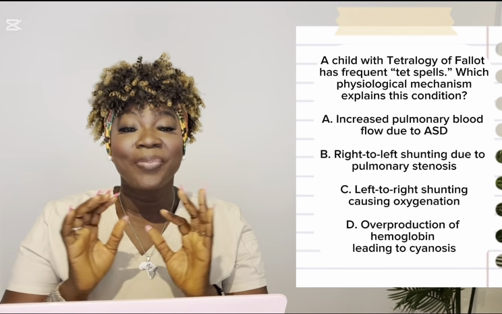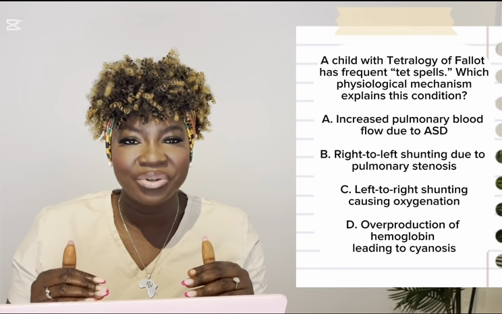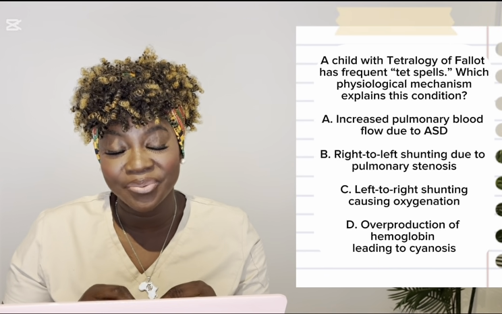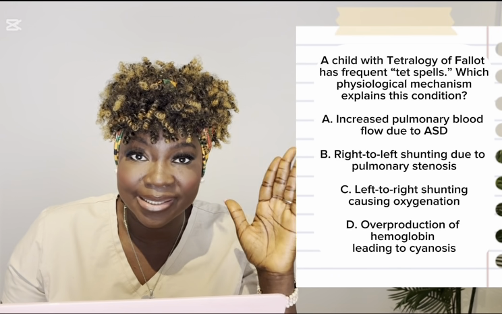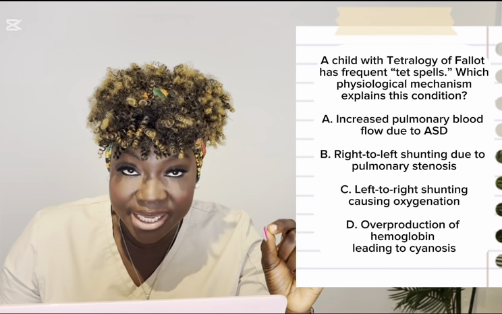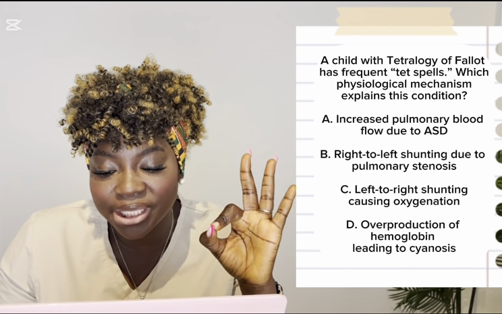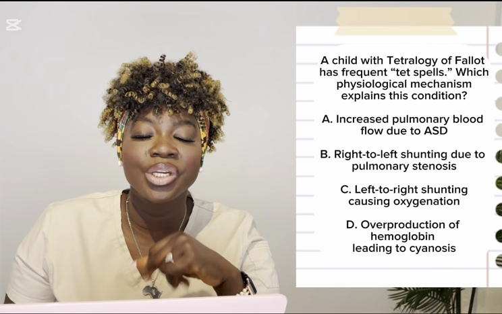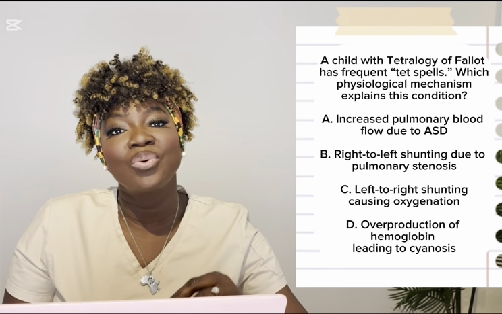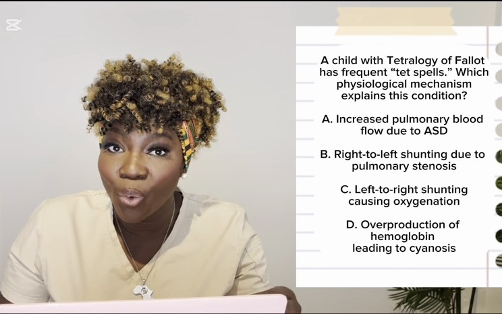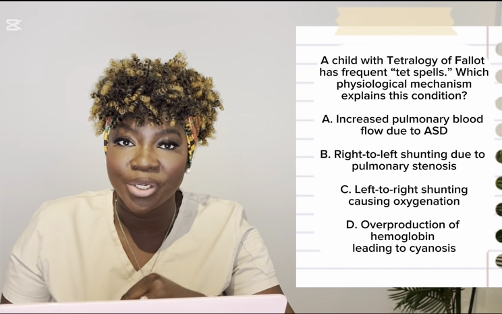Guys, I'm gonna tell you the right answer, and I have to break this down so that you can understand what they're asking you. And the right answer is B. Right to left shunting due to pulmonary stenosis. Do you know what's going on here? Now you have to understand what Tetralogy of Fallot is to be able to answer this question, okay?